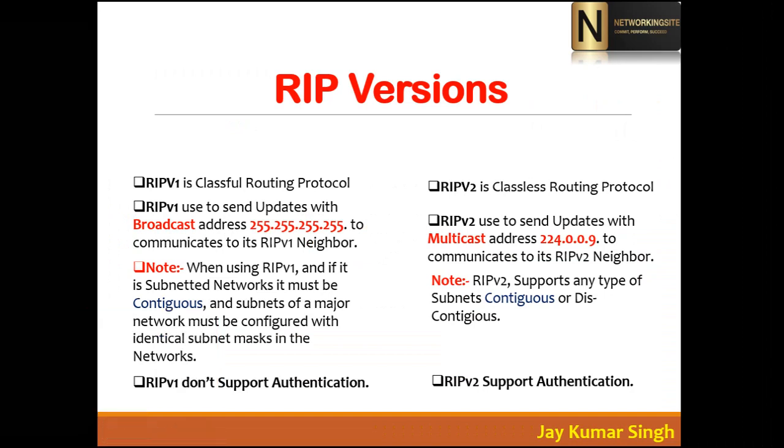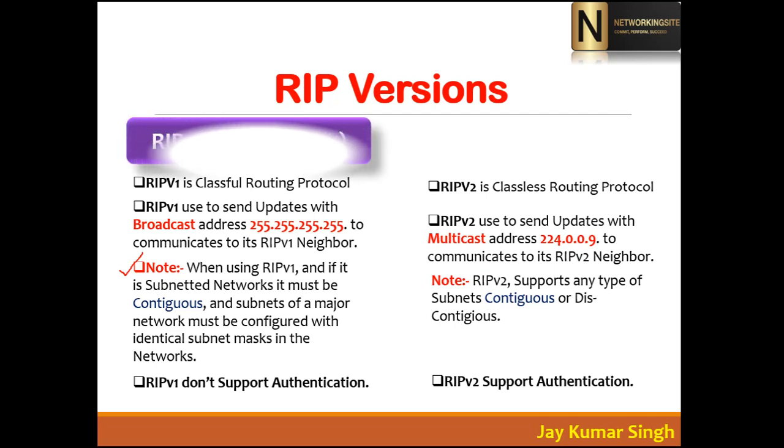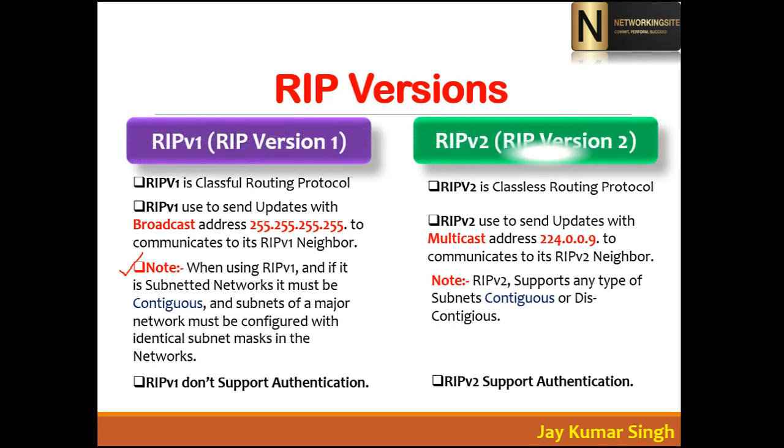Every network is different. Your company network will be different compared to another company's network. Whenever companies communicate and use networks, they have contiguous networks and discontiguous networks. When we do the lab, we will understand this. In RIP 1, if you are using a discontiguous network, it will not work. RIP version 2 supports both contiguous and discontiguous networks.